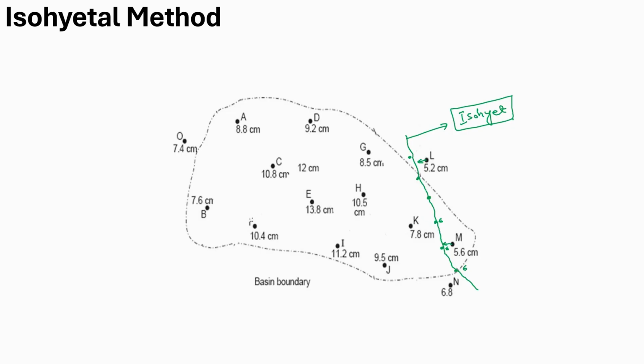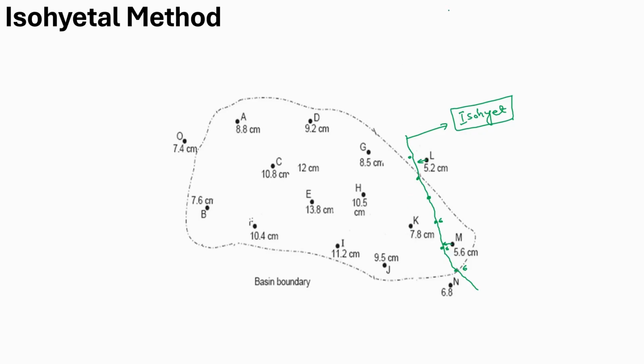Now, moving towards the next isohyet, we can draw an isohyet after crossing this rain gauge station, because we cannot draw two isohyets between two consecutive rain gauge stations. This is the 5.6 rain gauge and this is the 7.8 rain gauge. So we cannot draw another isohyet of 7 centimeter, because it would be on the left side of this station again. So we have to include at least one rain gauge station between two isohyets. This is a minimum requirement.